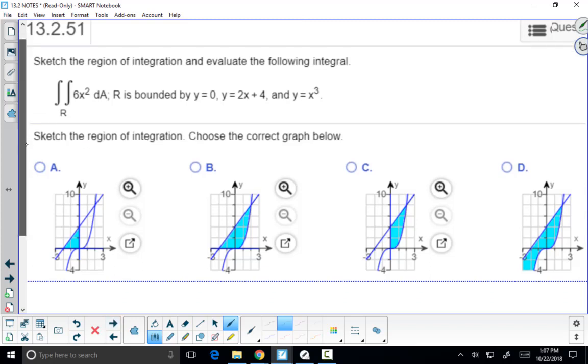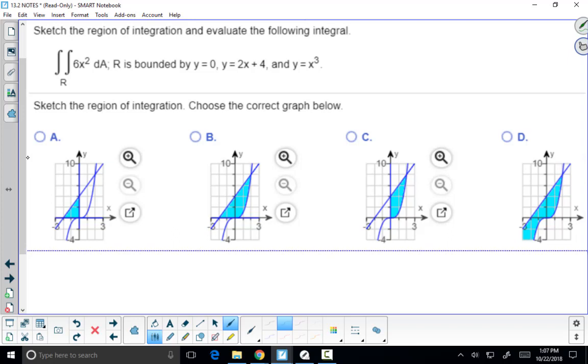Okay, so is it clear what the graph is if we go from y equals 0? So y equals 0, what's that? X-axis. And then 2x plus 4, just a line with a slope of 2. And then y equals x cubed. So x-axis, 2x plus 4, y equals x cubed. So it looks like we're at this one, letter B.